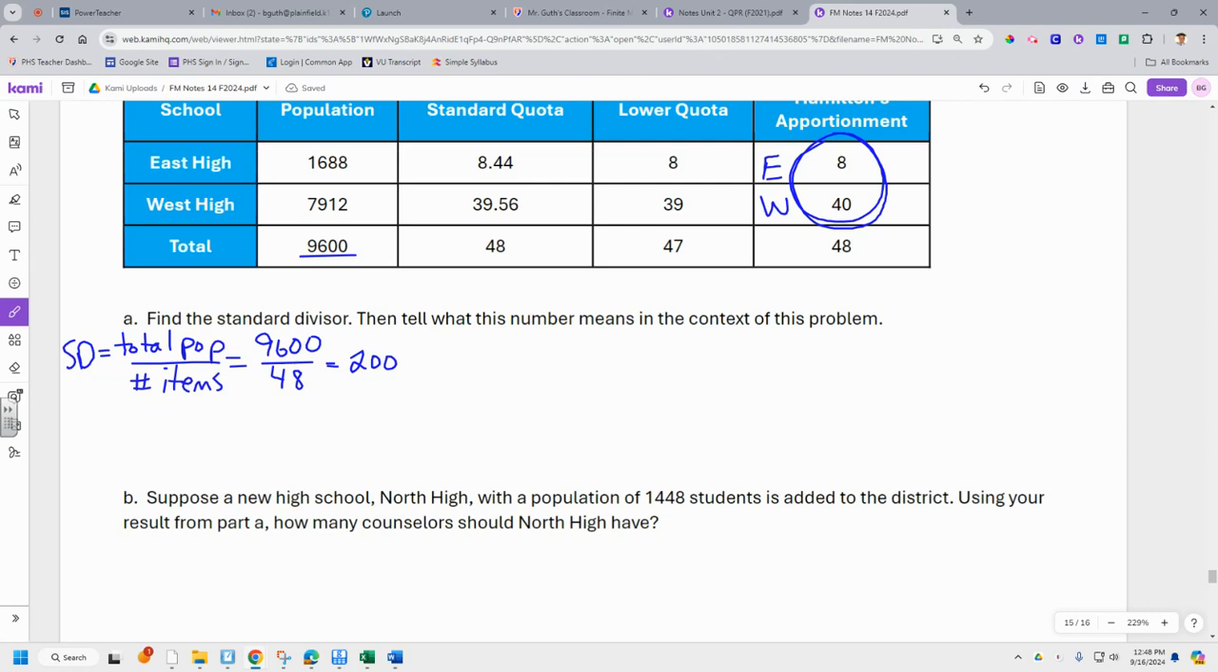Then tell what this number means. Well, look at the units. 9,600 was people, and 48 was counselors. So it's 200 people per counselor. Or, in other words, 1 counselor per 200 people. Sometimes I think it's easier to understand when you look at it that way. But this is the standard divisor, 200. 200 people per counselor.